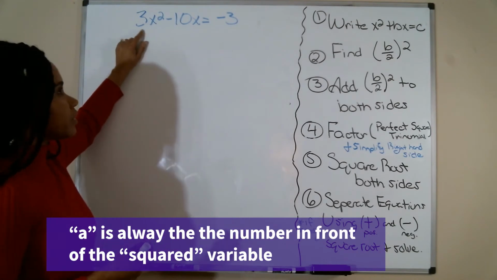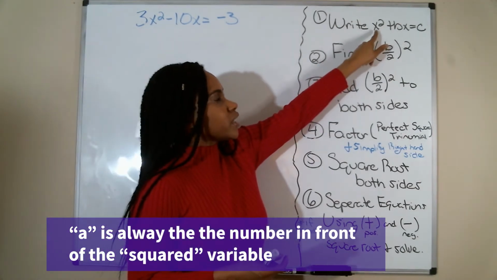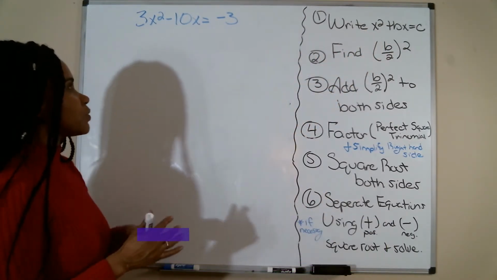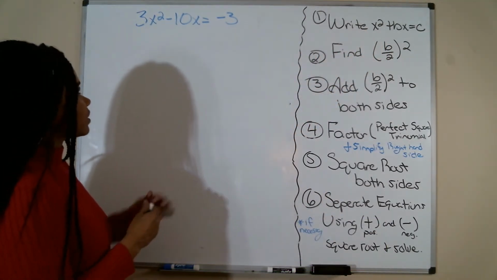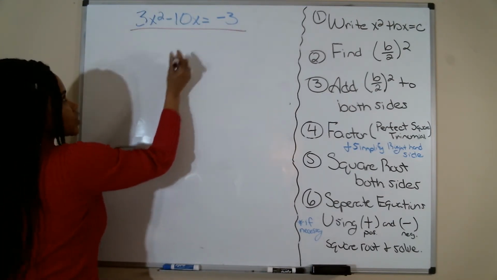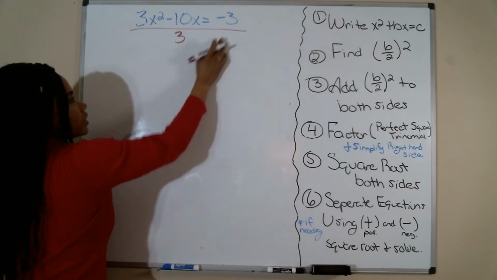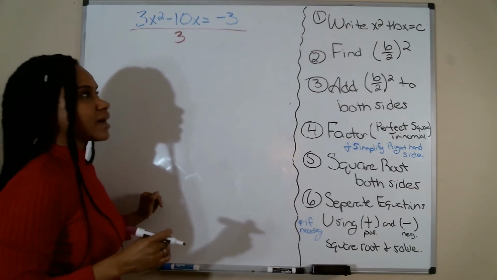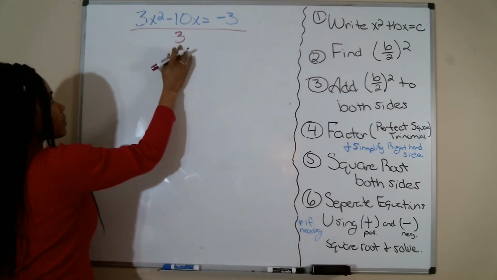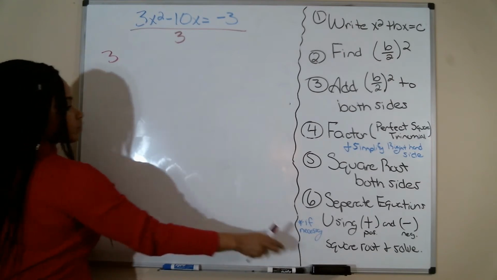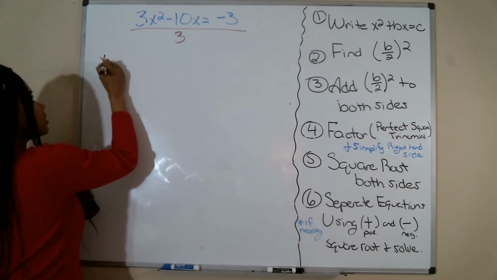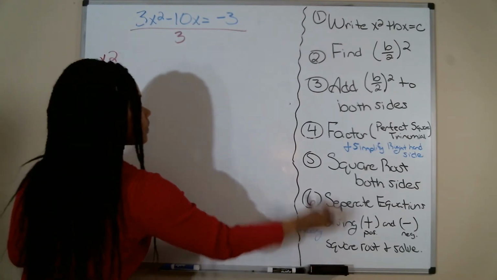So, if we notice right here, we want x squared, we want our a to be 1. Our a is not 1, so to make it 1, we simply divide everything by whatever a is. In this case, a is 3. So I want to divide everything by 3, including what is on the right-hand side of my equation. 3x squared divided by 3 is not 3. It is x squared, which is what I want.